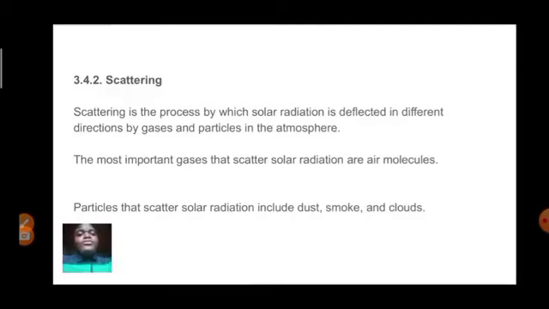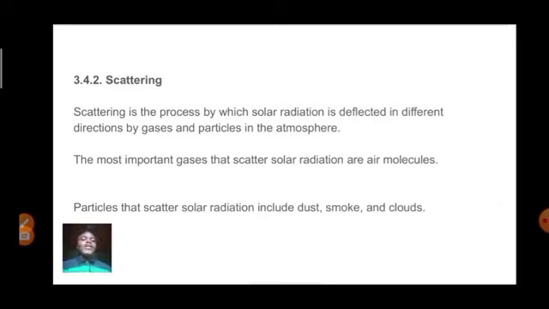Okay, let's move on to the second process through which solar radiation is depleted, and this process is known as scattering. What do you understand by scattering? When solar radiation reaches the atmosphere, as it goes through the atmosphere, part of it is scattered, dispersed back into the atmosphere. So the most important gases that scatter solar radiation are air molecules.